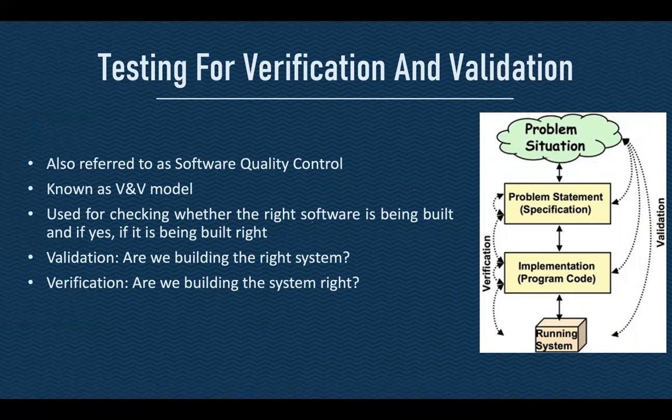Here we have a typical case where you can see the 4 steps in the diagram. You'll have a problem situation and we need to write code for this, and then we have to run that. When we have a problem situation, we look at a problem statement, then the specification, and based on that we'll be writing code and then running it. Now we'll be checking, from problem statement to the implementation, whether we are writing the proper code or not. That would be done in the verification process.